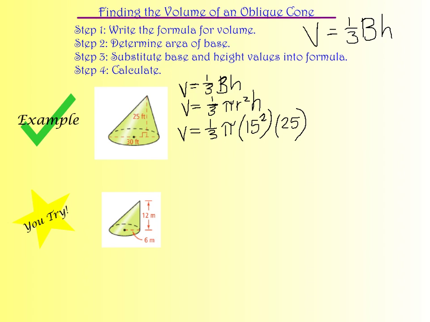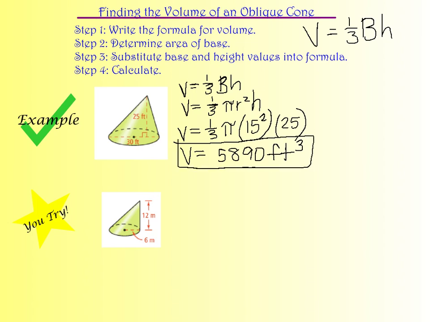Last step, step 4, calculate. Plugging this into your calculator, 1/3 times pi times 15 squared times 25, we get 5,890.48622 and so on. So rounding that to the nearest whole number, we get 5,890 feet cubed. Here's our answer.